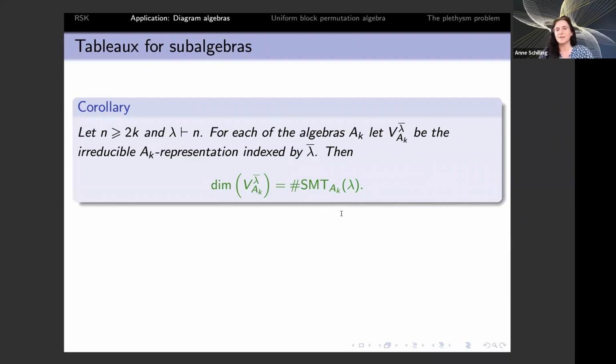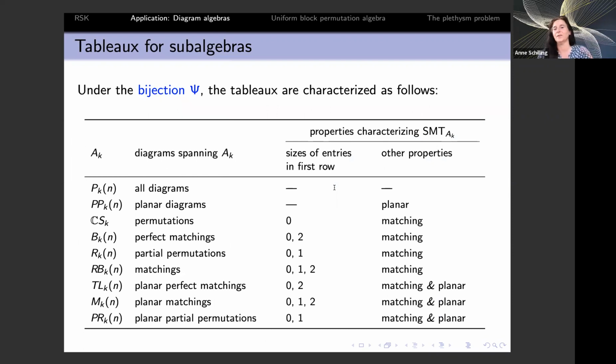So the consequence of this is that we get certain analogs of the results that you get for RSK. For example, if you take one of those subalgebras A_k and you look at certain irreducible representations for these, then you can deduce that the dimension of these irreducibles is precisely the number of these multiset tableaux that I defined before, where this subscript k just refers to which subalgebra you are using. And on the previous slide, I have given you explicitly how those are characterized.